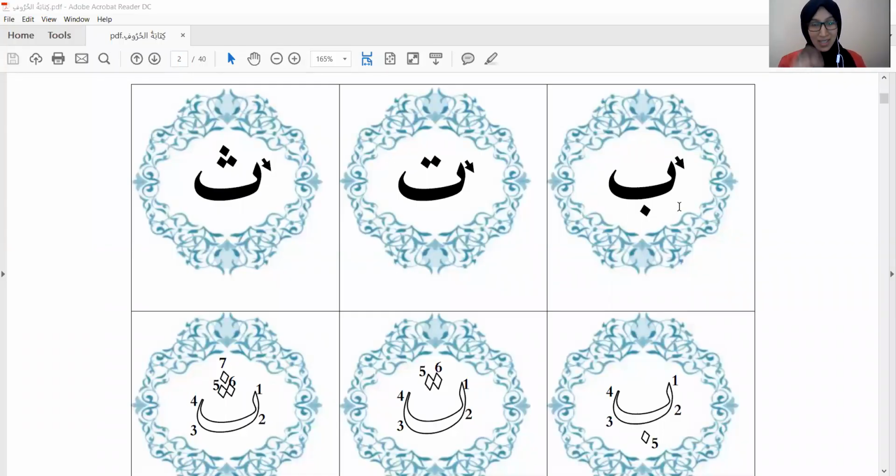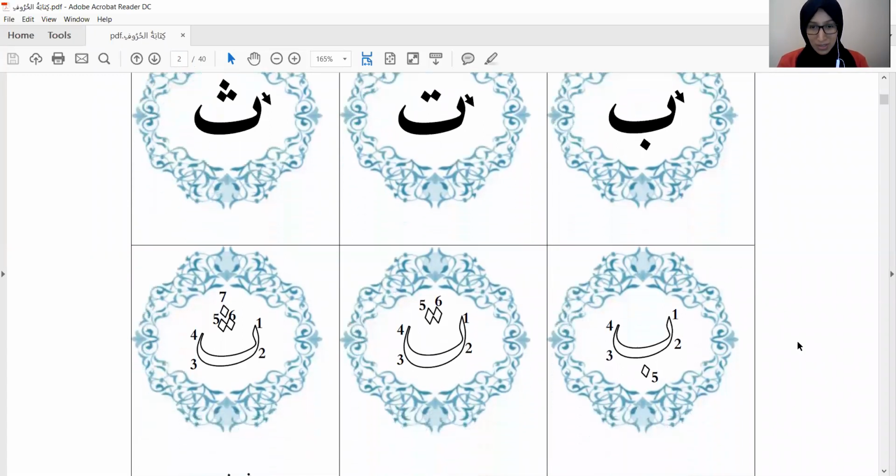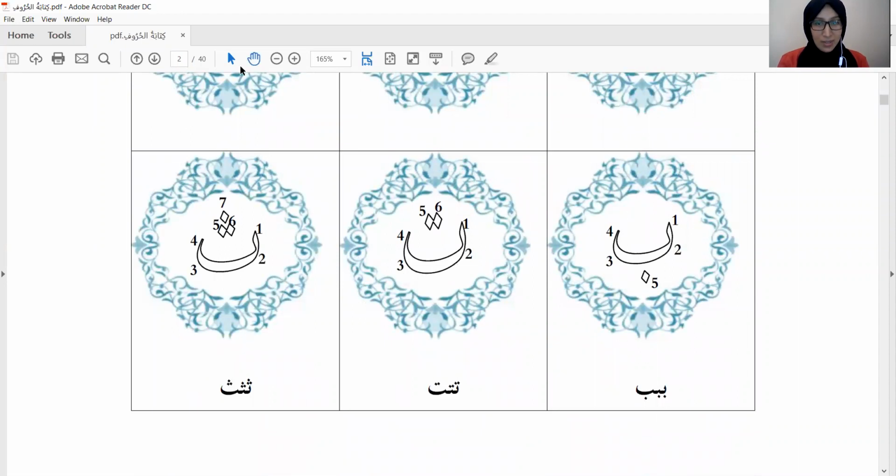So we will start, right? We will start with this. I have ba, ta, and tha. As you see, I have some steps to write these letters. For example, to write ba, I go number one here, 2, 3, and 4, and the dot. The same, 1, 2, 3, 4, and the 2 dots here. The same here, and the 3 dots.